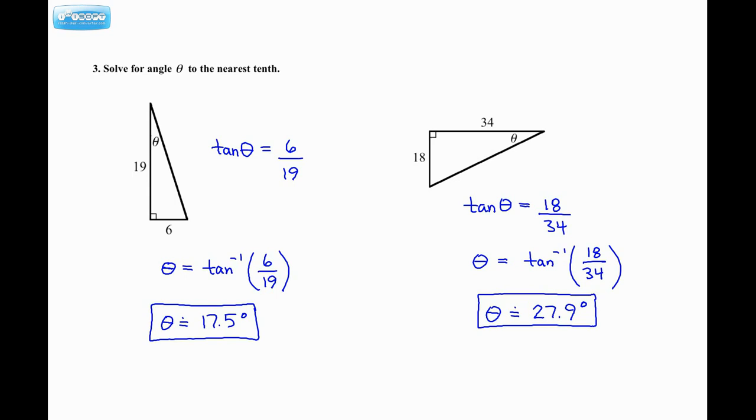Okay, so just to summarize, if it's a side that you're looking for and you have the angle, you would use the tangent ratio. However, if you are missing the angle and you know the sides, and the angle is what you want to find, then you use inverse tan.